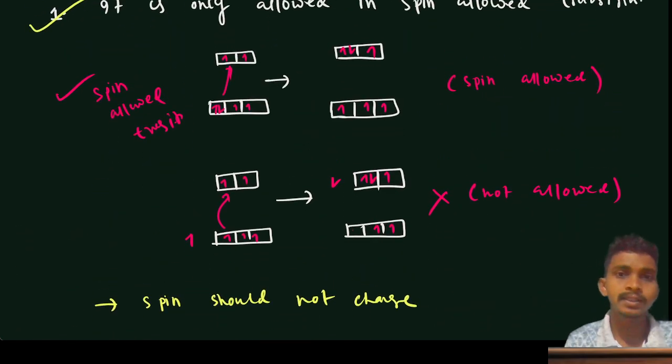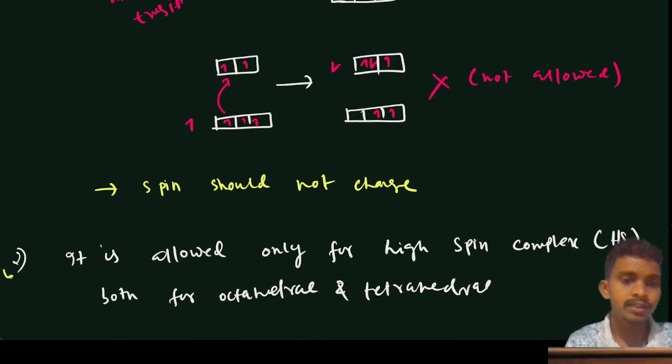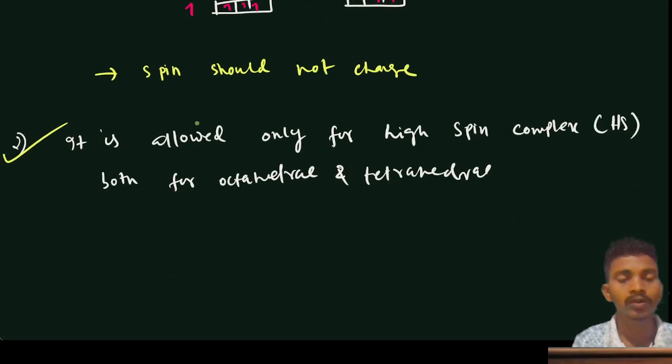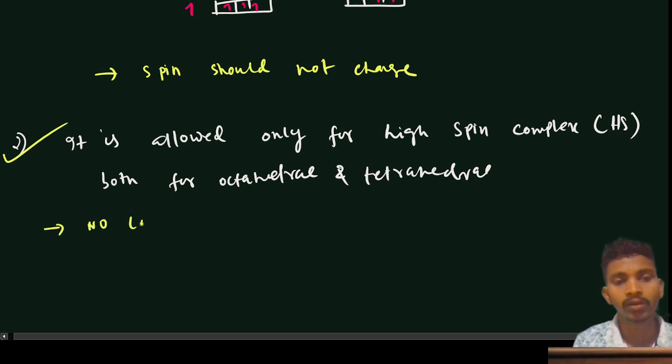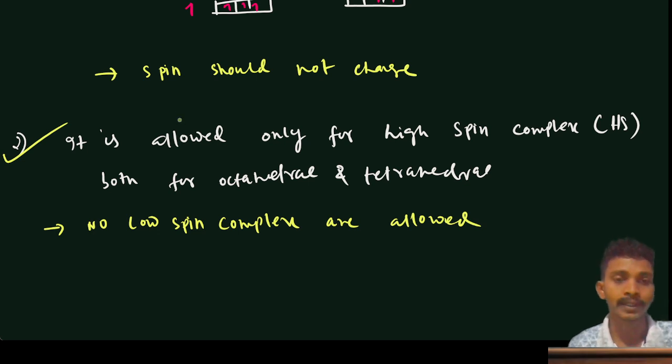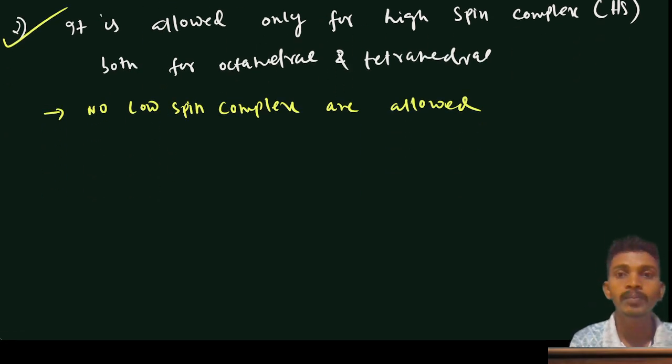Okay, so the first point is that spin should be allowed. The second point is that it should be high spin complexes. Okay, so no low spin complexes are allowed. Okay, this is a very important point. So, the first point and the second point.